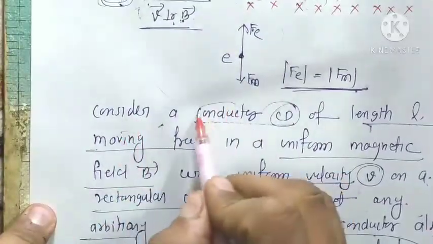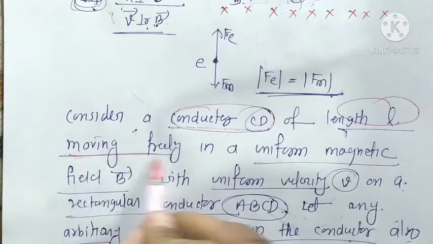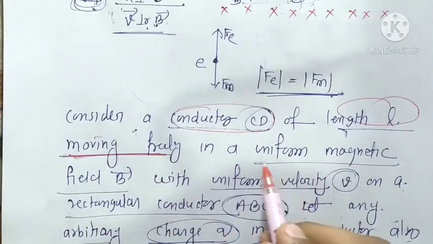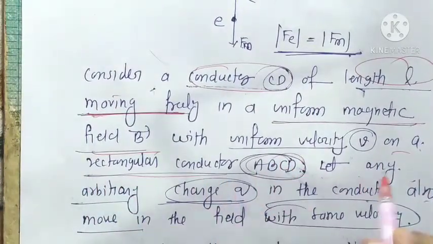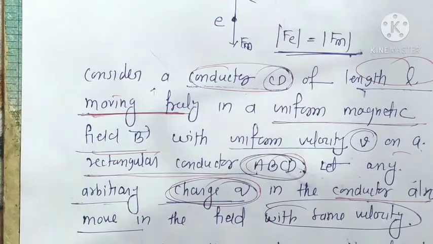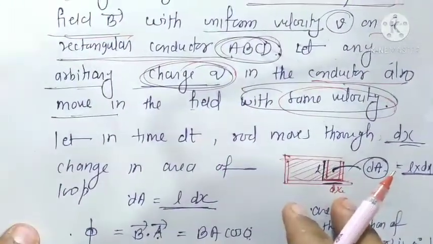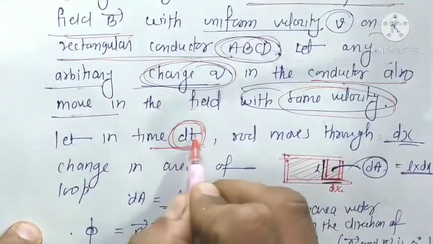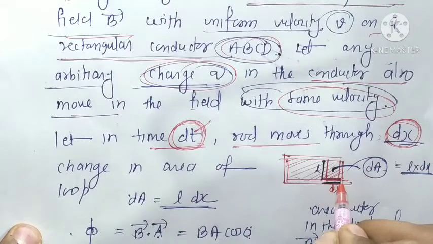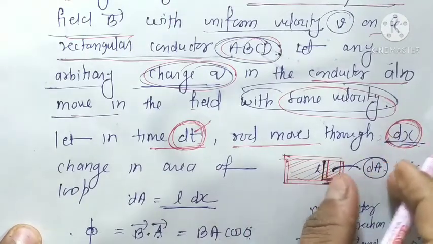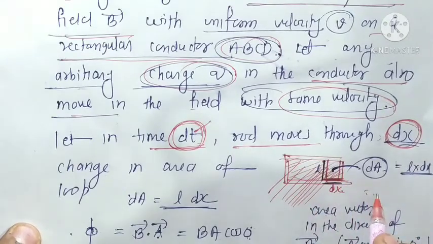So here consider a conductor CD of length L, and this rod moves with velocity v in a uniform magnetic field, on a rectangular conductor ABCD. Let any arbitrary charge Q in the conductor also move in the field with the same velocity. In a very small interval of time, dt, this rod moves through a very small distance dx. Then the area of this loop increases, more magnetic field lines pass through it, and its magnetic flux changes, due to which induced EMF is produced.